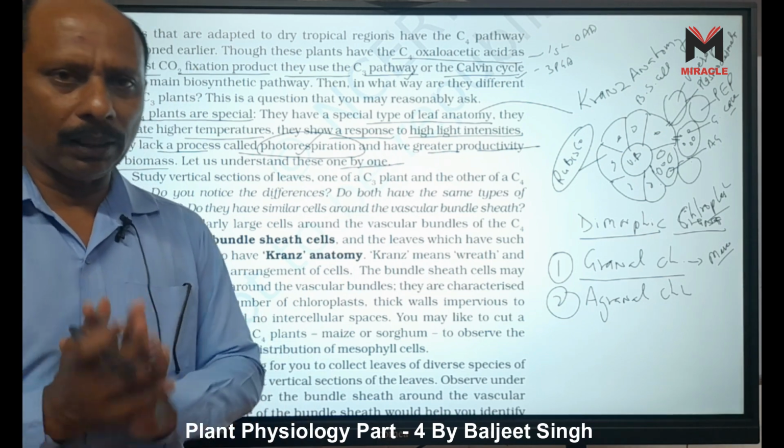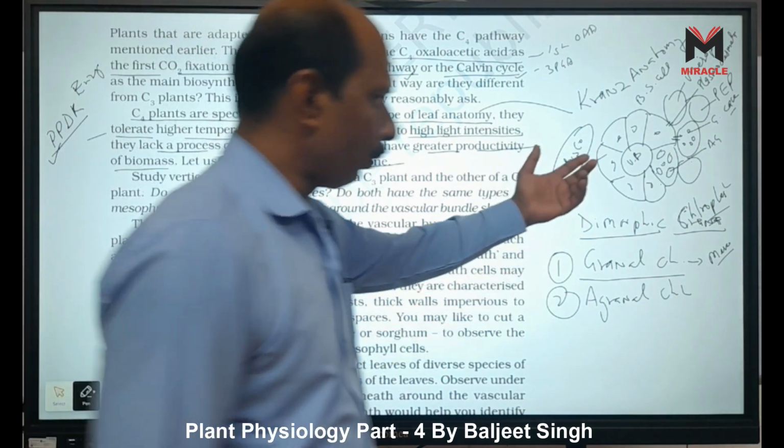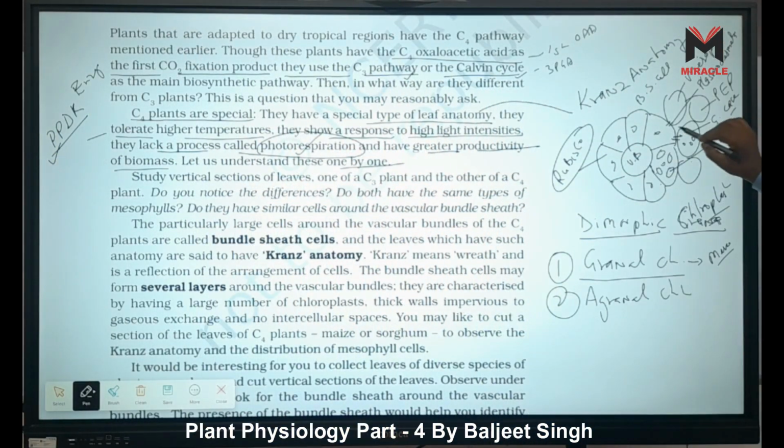In the case of the C3 plant, that is so, but in the case of the C4 plant, what happens? Here we have bundle sheath cells, I already told you this. Two types of cells are there: bundle sheath cells and mesophyll cells, right?